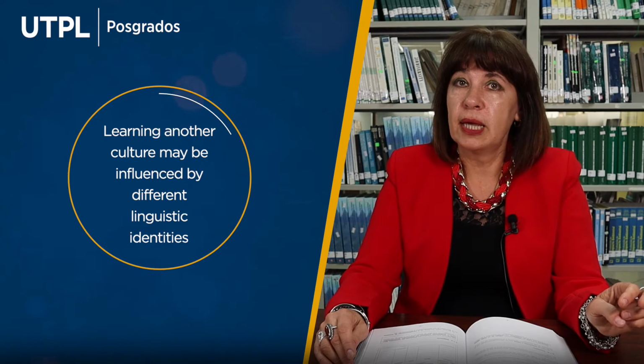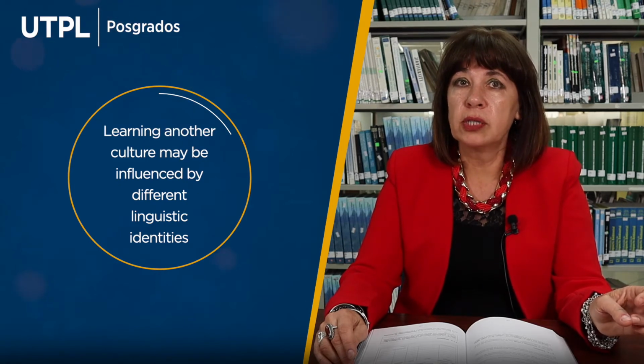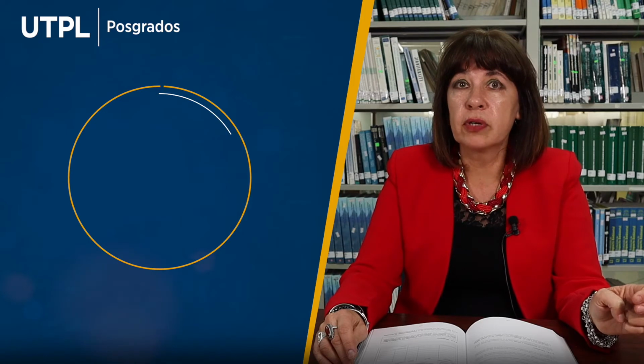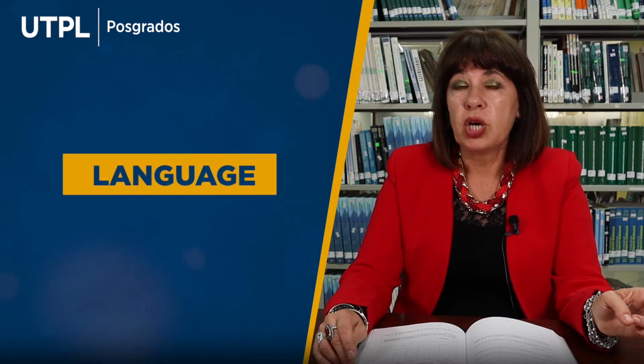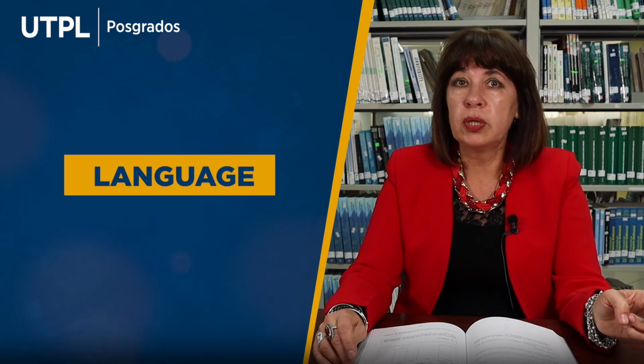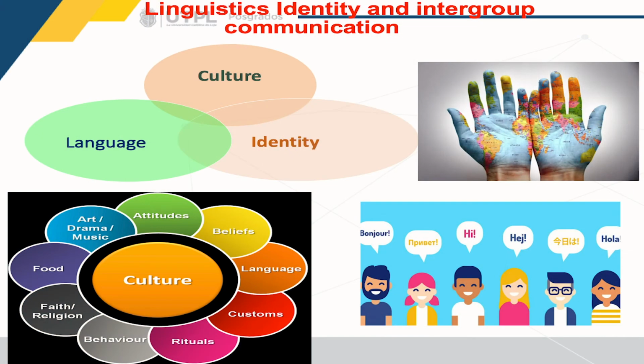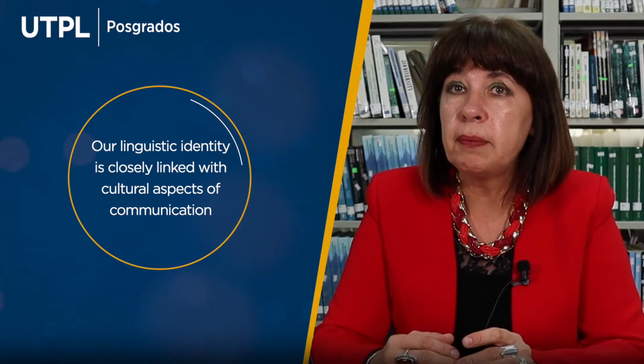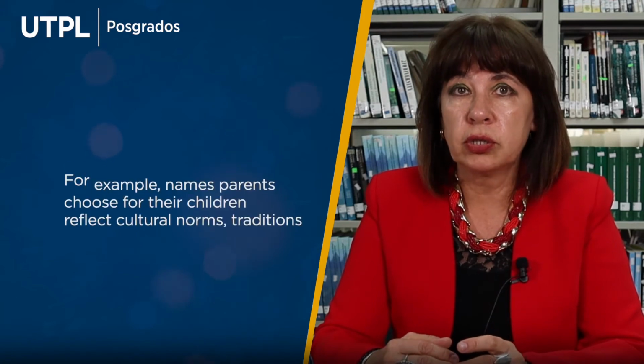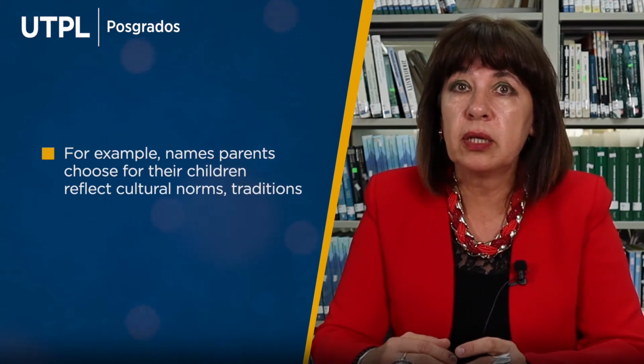Learning another culture may be influenced by different linguistic identities. Understanding one's own belongingness to a cultural group within all its norms, behaviors, cognition, and what is very important, language, may help overcome the attitudes toward another cultural group. So, cross-cultural communication depends on understanding of other culture, its language, and how it is manifested in linguistic identity. Our linguistic identity is closely linked with cultural aspects of communication, including verbal and nonverbal communication. For example, names parents choose for their children reflect cultural norms, traditions, and thus represent linguistic identity.